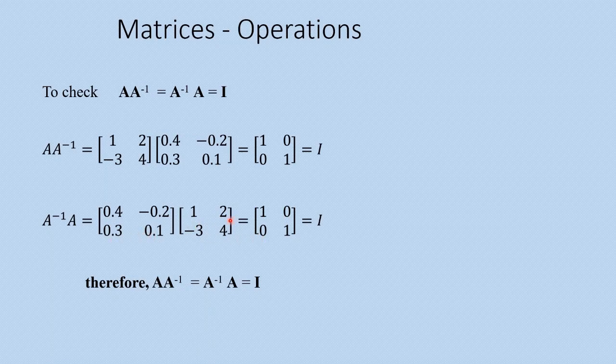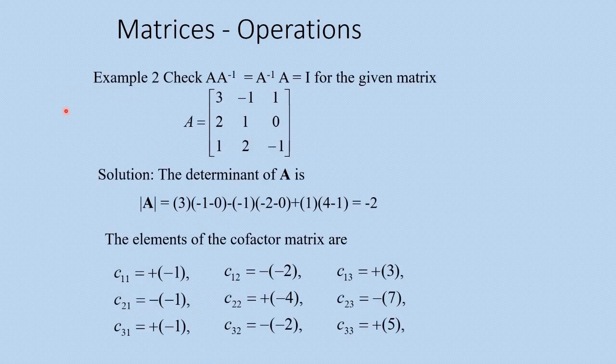0.3 times 2 plus 0.1 times 4 is 1. This is identity matrix I. Therefore, A into A inverse is equal to A inverse into A is equal to I, identity matrix. Example: check A inverse is equal to A inverse A is equal to I for the given matrix.